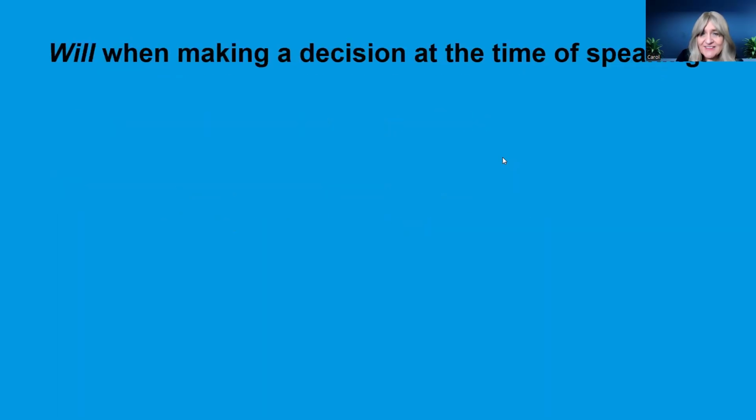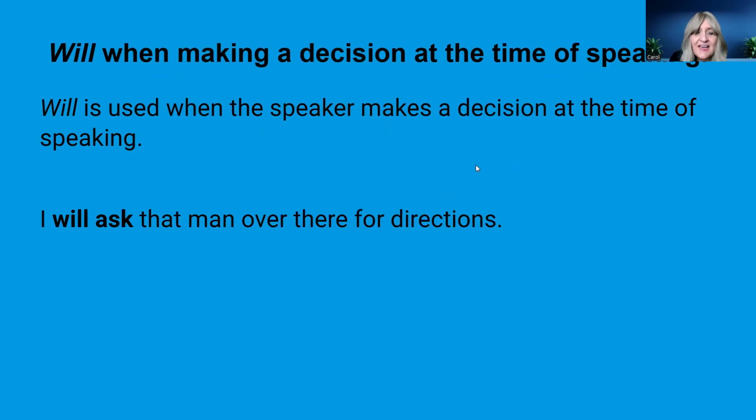So let's have a recap and revise what we've learned so far. Will is usually used when making a decision at the time of speaking. Again, here are some more examples. I will ask that man over there for directions. So imagine you're in a strange city, you've got lost, you don't know where to go. Suddenly you decide that he looks like a nice, friendly man. I'll ask him for directions. So that's a decision that you make right at the time of speaking.